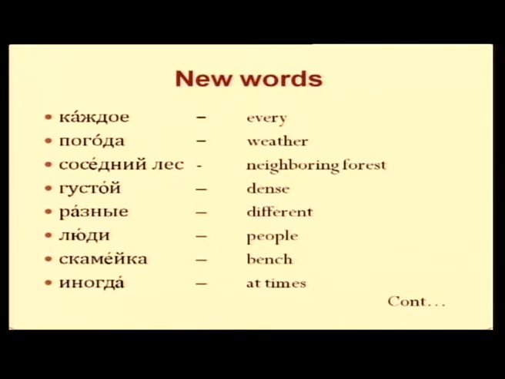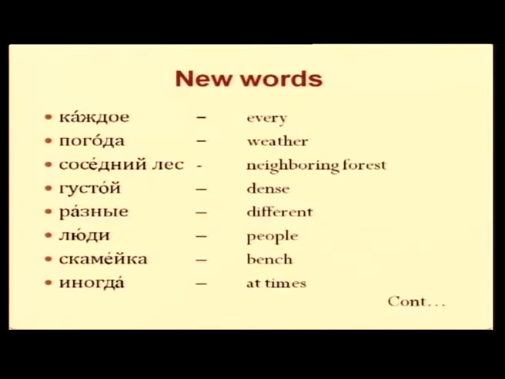Let us listen to the next. Густое, which means dense. Этот лес очень густой. This particular forest is very dense. Accordingly, the next word which I have used here is разные, which means different. Разные люди живут в Индии. There are many kinds of people who live in India.